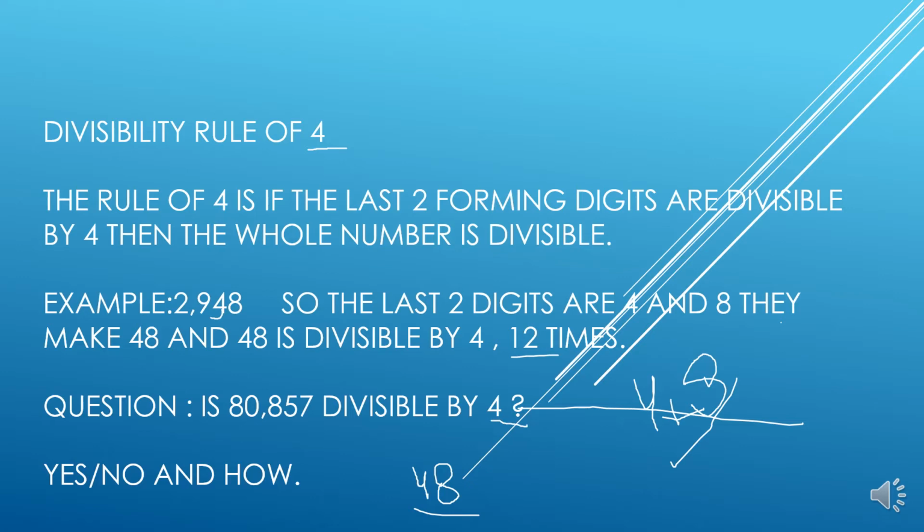So what do we do? The first step is the last two digits, 5 and 7. What do we get? 57. Right. So if we use 57, is 57 divisible by 4?